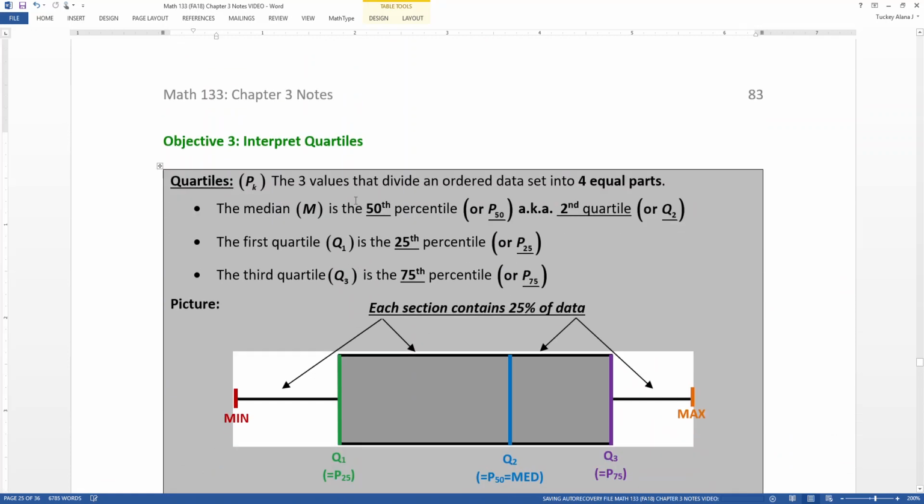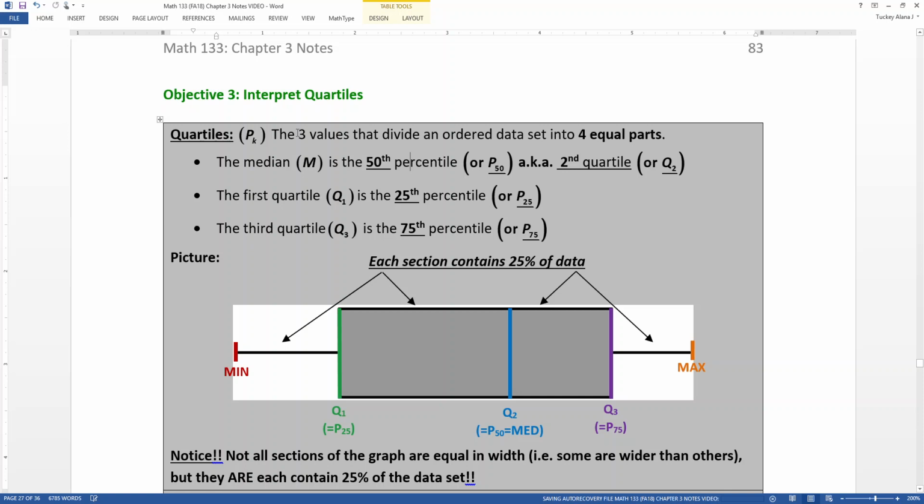So they're so special, they get their own name. They're called quartiles. So the quartiles are the three values that divide an ordered data set, order meaning it goes from low to high, so it's been put in order, into four equal parts. There's the median, which is the 50th percentile. That's that blue line in the center. Since it's the 50th percentile, it's also the second quartile, or Q2. So P50, capital P, lower subscript 50, or capital Q for quartile, lower subscript 2. Then the first quartile, which is this green line right here, is the 25th percentile. And the third quartile, which is this purple line over here, is the 75th percentile.